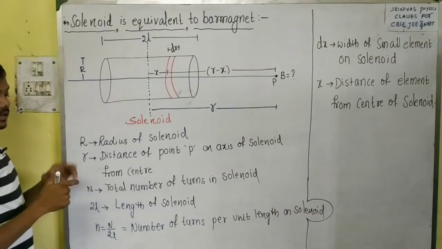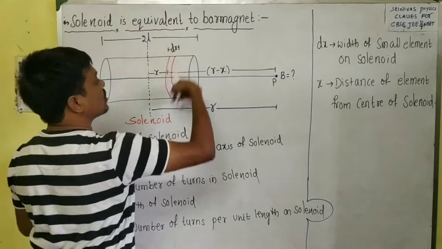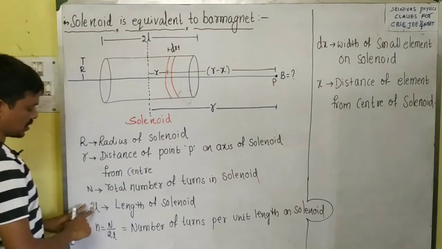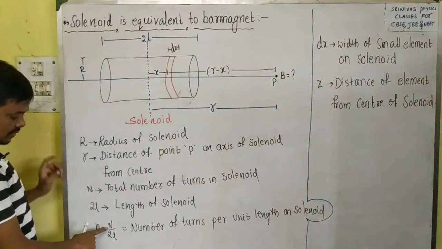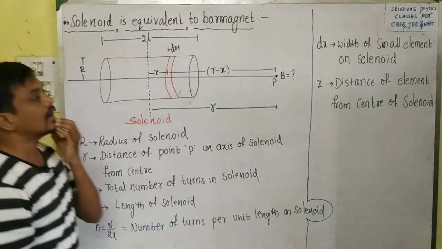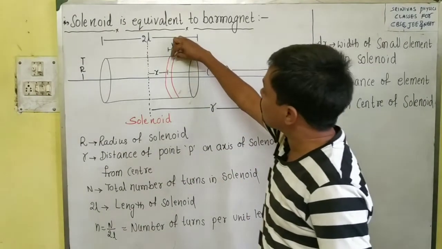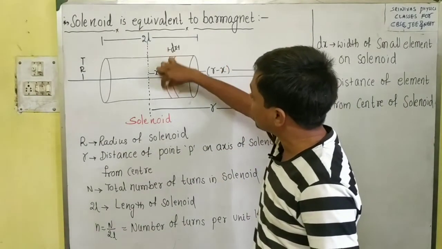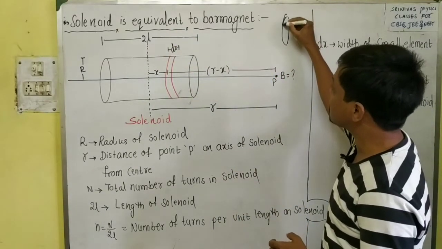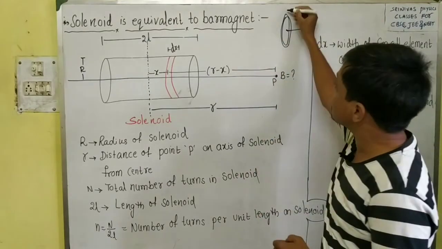Next, capital N is the total number of turns. Some turns are there over the solenoid, and capital N is the total number of turns. 2L is the length of the solenoid, and small n is the number of turns per unit length. Next, dx: I am taking a small element on the solenoid. Its width is dx, just like a current carrying coil.